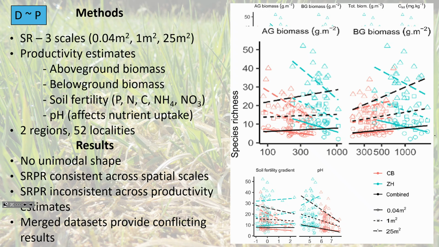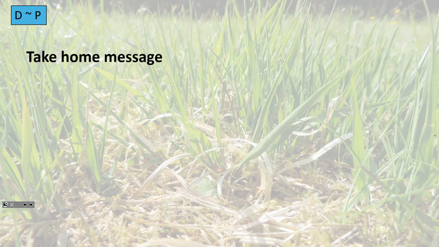With below ground biomass, it's a different story. In Budějovice, you have a somewhat positive relationship. In Železné Hory, negative. If you put it together, it's positive. So if you merge the data sets, it provides conflicting results.